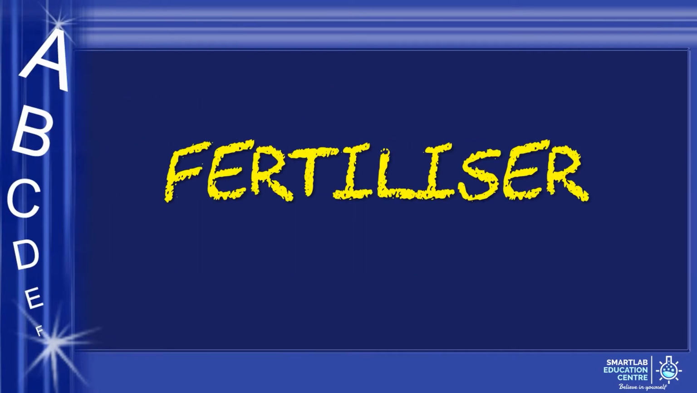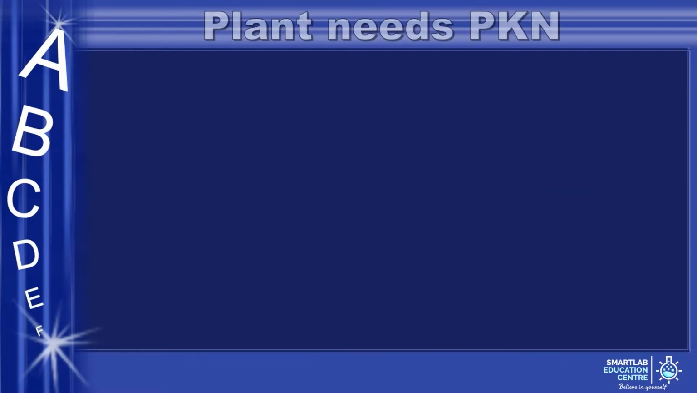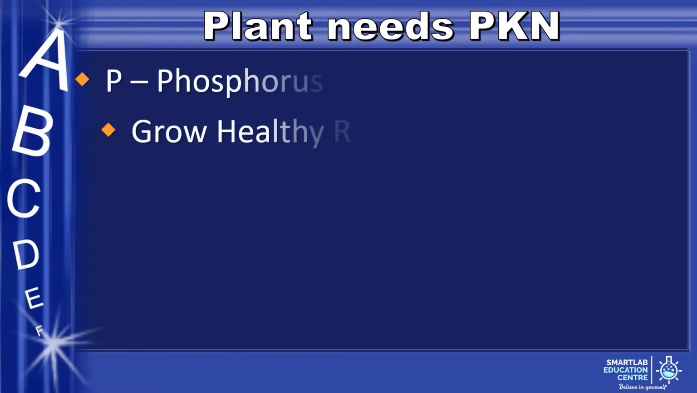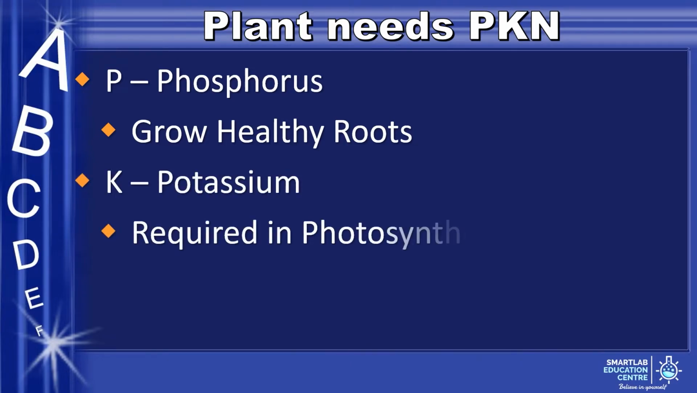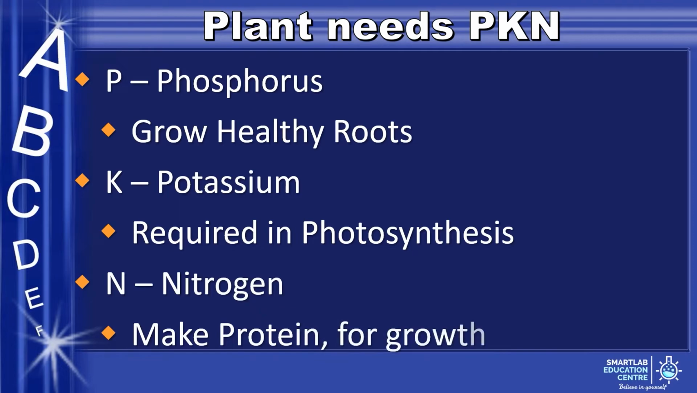Fertilizer. Plants require PKN. P stands for phosphorus, and it is needed in order for the growth of healthy roots. K stands for potassium, and it is needed for photosynthesis. N stands for nitrogen, and it is used to make protein and for the plant's growth.